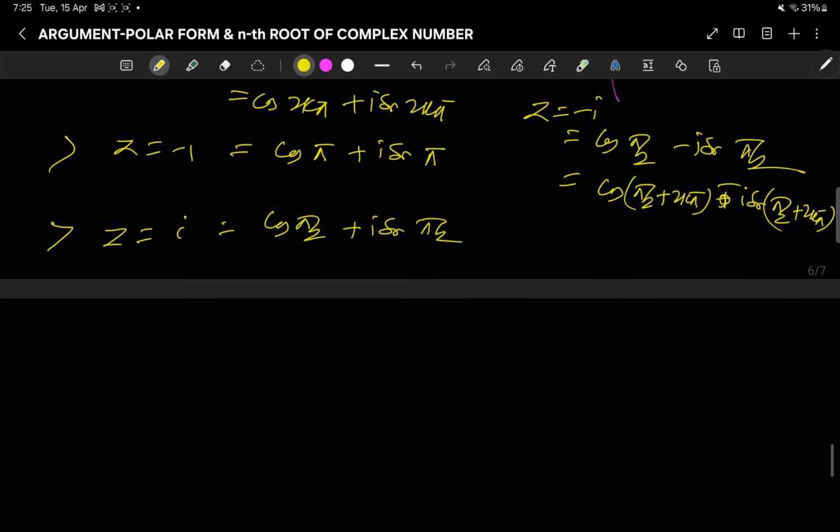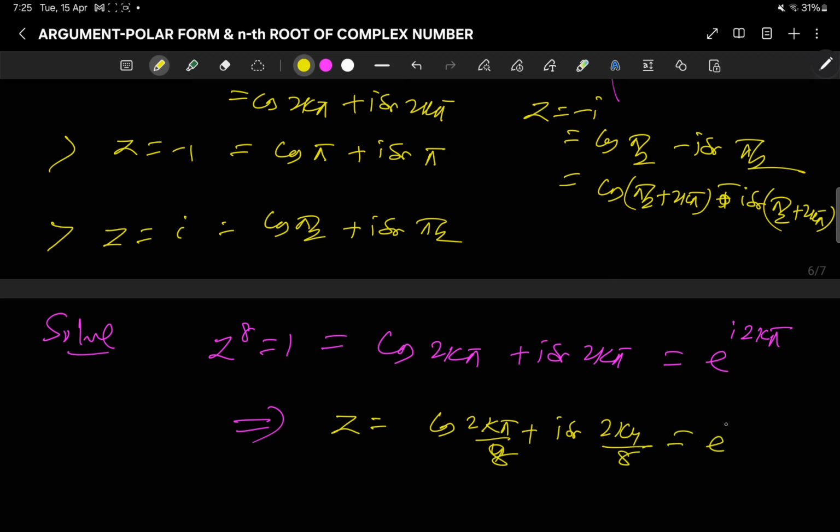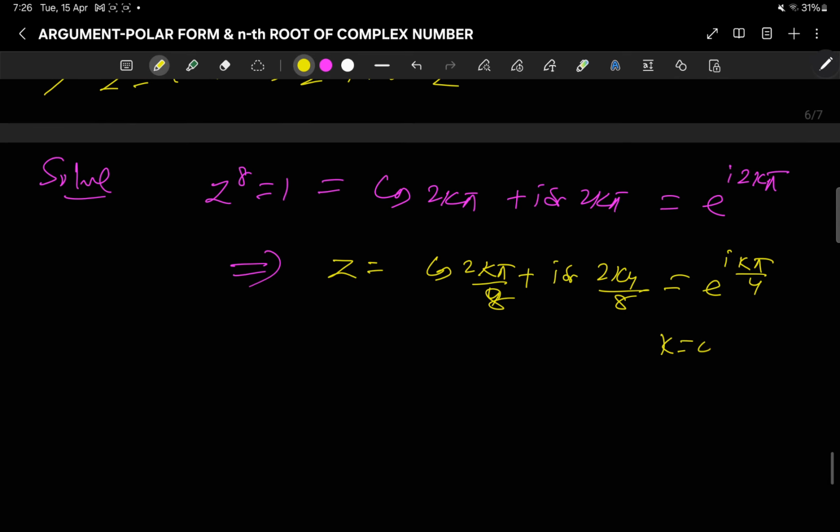Okay, so suppose you are asked, solve z to the power 8 is equal to 1. So you will write it, it is cos 2k pi plus i sin 2k pi, or it is e to the power i 2k pi. Okay, so what is my z? So this implies my z is equal to cos 2k pi by 8 plus i sin 2k pi by 8, or I can write e to the power i k pi by 4. Okay, here k is equal to 0, 1, 2 up to 7, 8 roots.